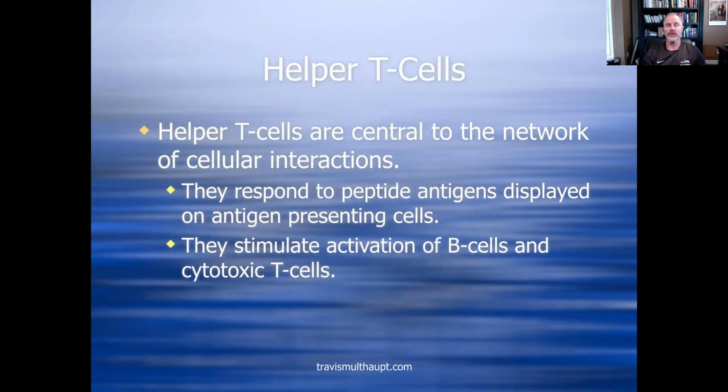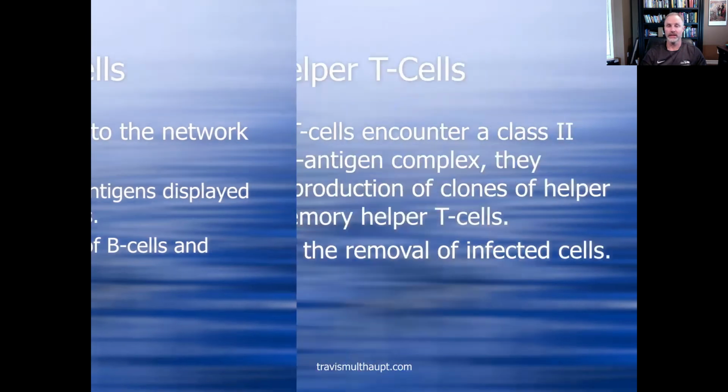Okay, so the helper T cells are central to the network of cellular interactions going on, and they respond to different peptide antigens, the different proteins on the surfaces, as we saw in that video. Those proteins get presented on the surface to the helper T cells by the phagocyte, the B cell, the dendritic cell, those types of things. They are then able to release cytokines and activate B cells and/or cytotoxic T cells.